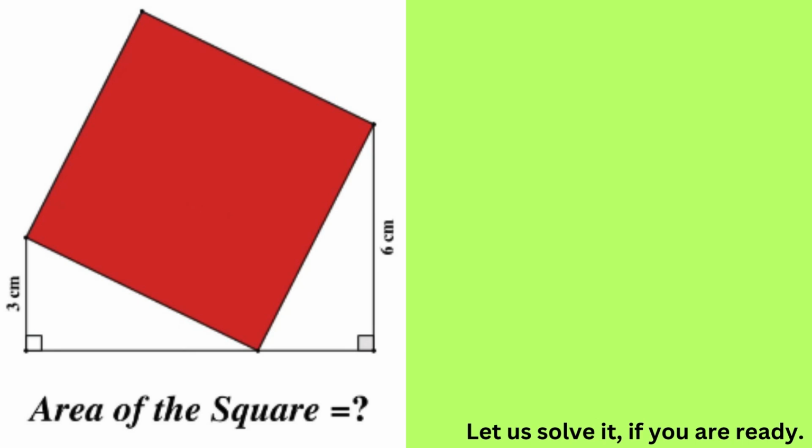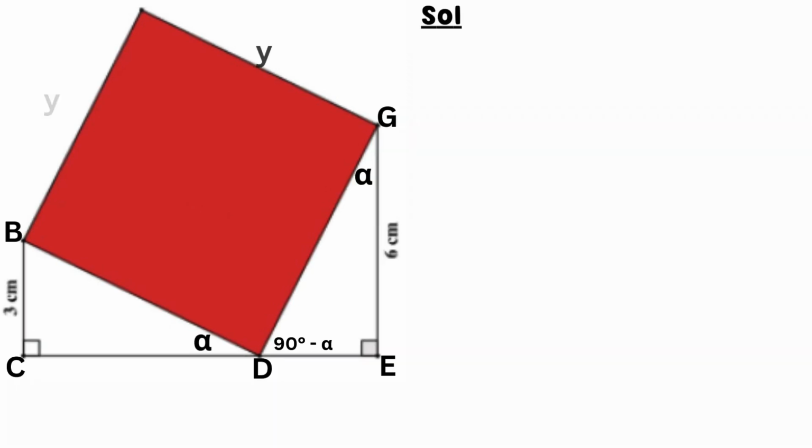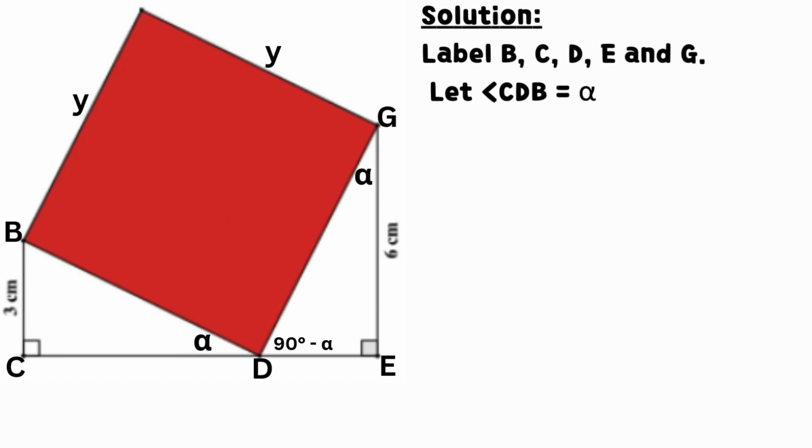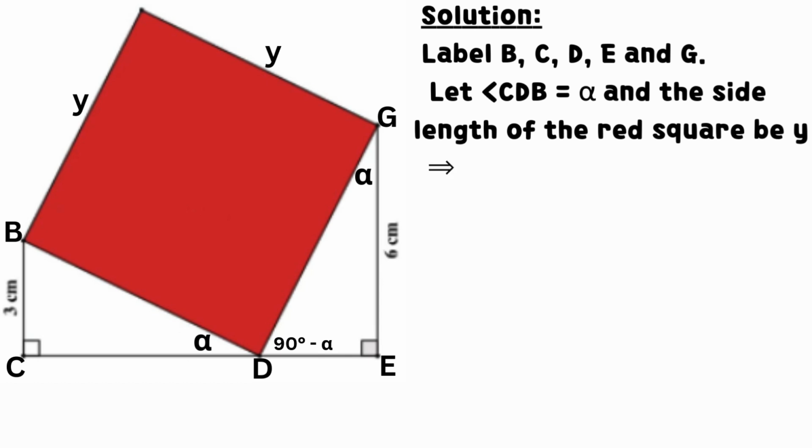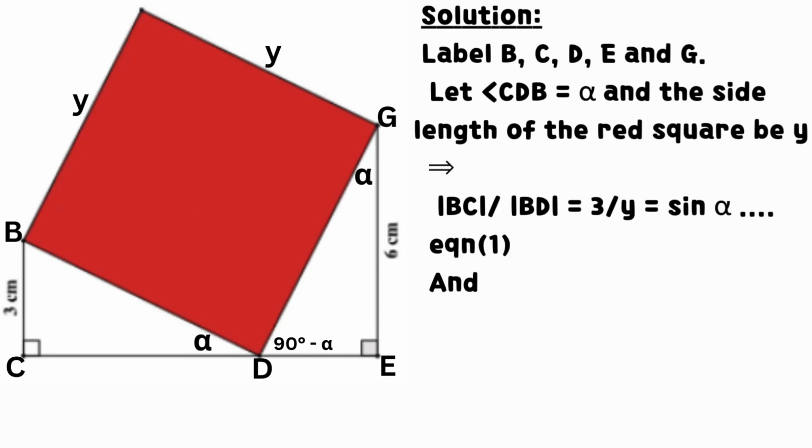What is the area of the given red square as shown on the screen? Label B, C, D, E and G. Let angle CD be equal to alpha and the side length of the red square be y.